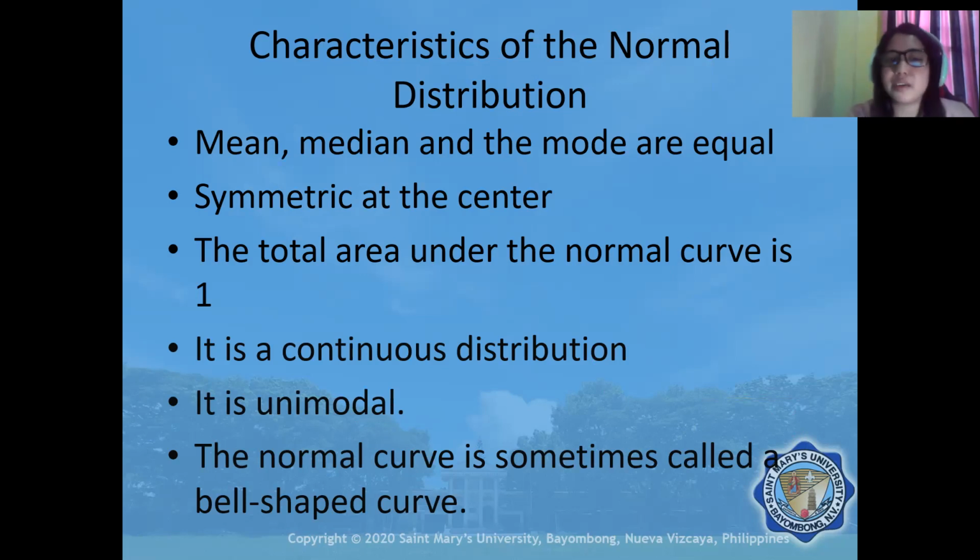The normal distribution is also a continuous distribution, which means that we can increase the value of x positively and negatively, and of course we cannot expect that there will be some holes or discontinuity because, as mentioned, it is a continuous distribution. So this is already mentioned. It is unimodal. The normal curve is also called a bell-shaped curve simply because it forms a bell shape.